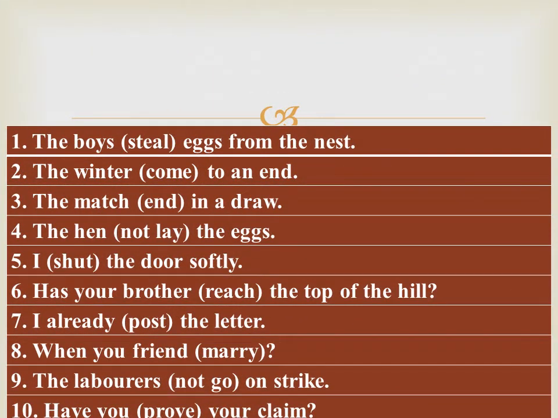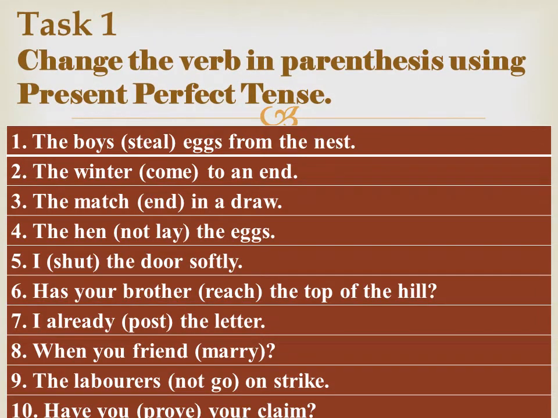Alright, dear students, I hope you have understood the uses and the structure of this tense quite fully. You will now be able to apply this tense with increasing accuracy in writing in the form of the 3 tasks coming to you now. So the first task for you is to change the verb in parenthesis using the tense which you have learned right now. Here is a list of sentences.